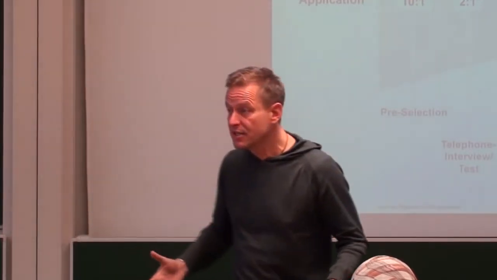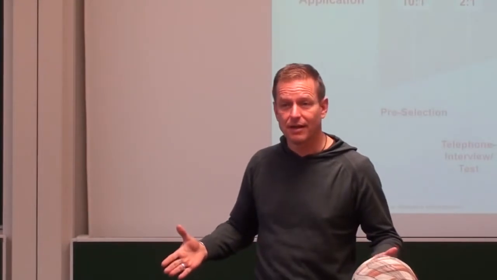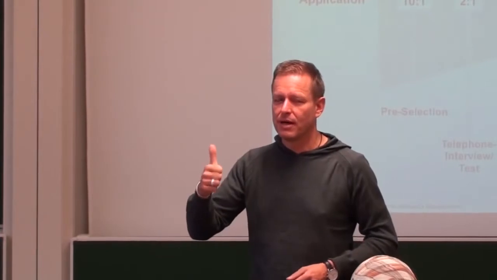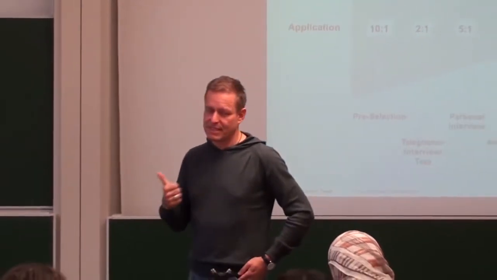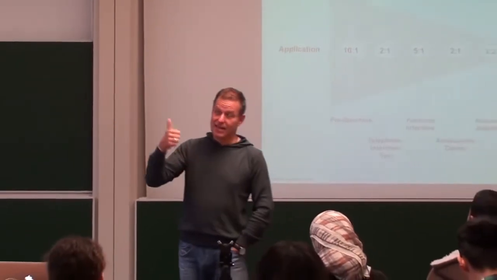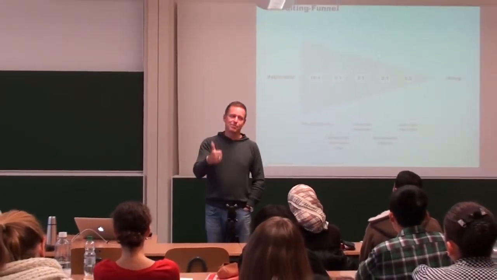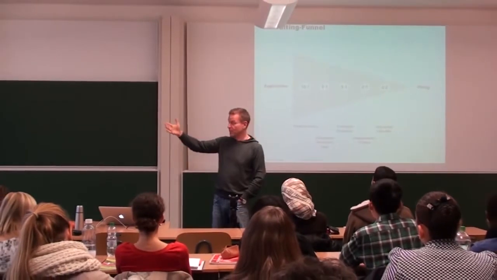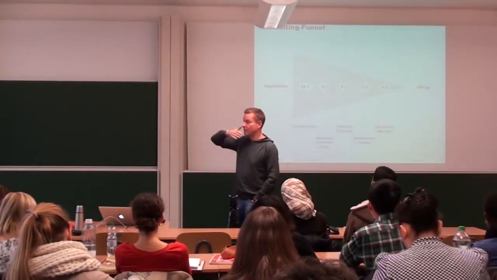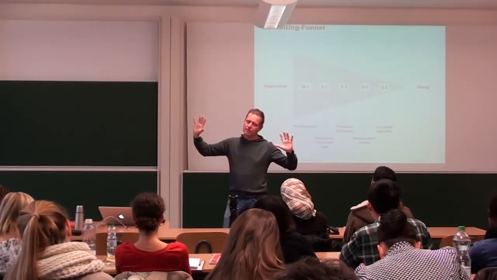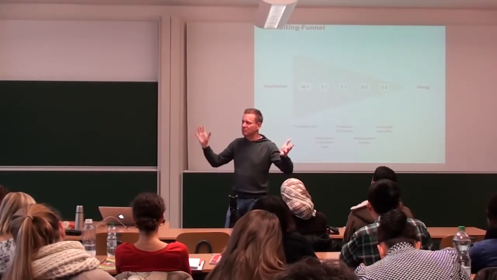How many applications does a company get? What do you think? You can't know, but there is a rule of thumb. The rule of thumb says that a company gets as many applications in a year as they have employees. So if you have a company with 2,000 employees, how many applications do they get in a year? Say, roughly 2,000.